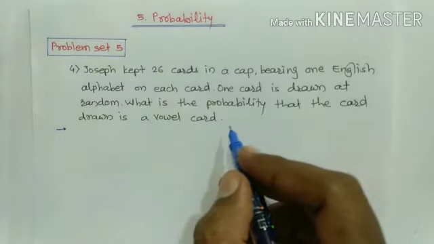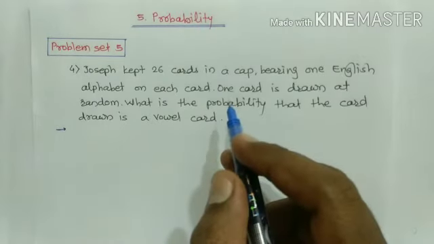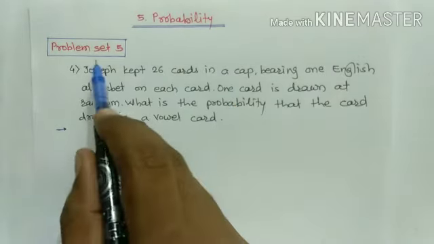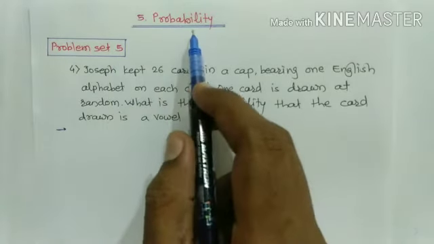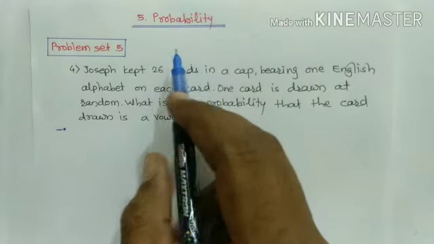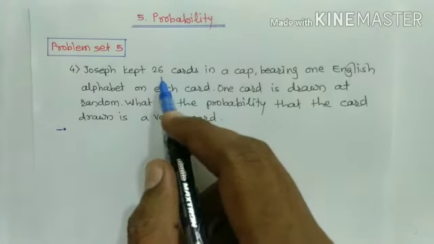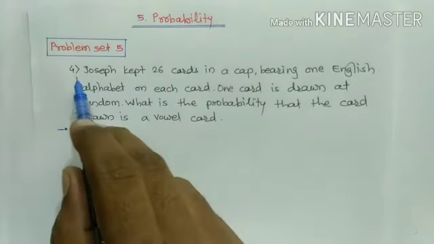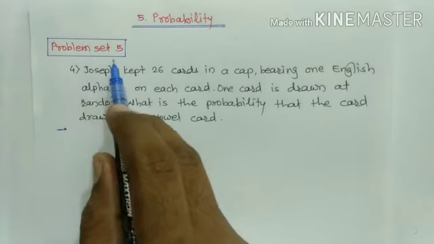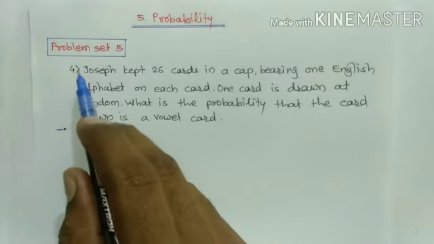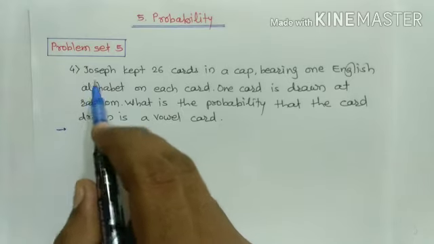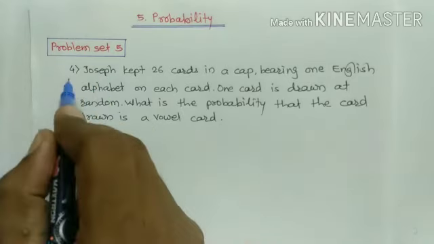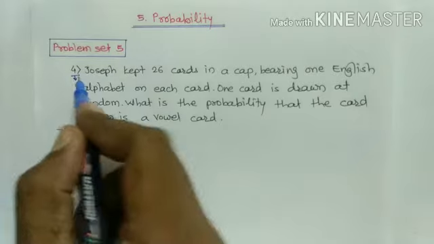Hello friends, in this video we are going to solve the examples in problem set 5 from the chapter of probability of maths paper first. In the previous video we already solved the first 3 questions in this problem set 5. Now in this video we are going to start from example number 4.